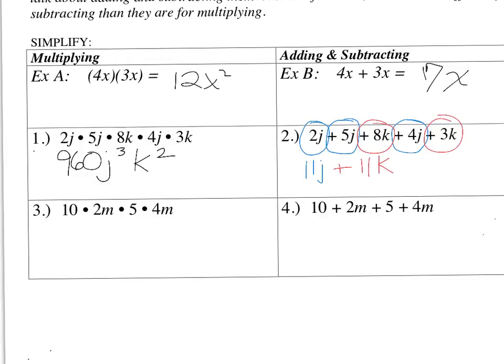All right, let's look at question 3. We're back to multiplying again. So again, we just multiply all the coefficients together. So we have 10 times 2, that's 20. 20 times 5, that's 100. And 100 times 4, so we have 400. And then m times m, that's just m squared.